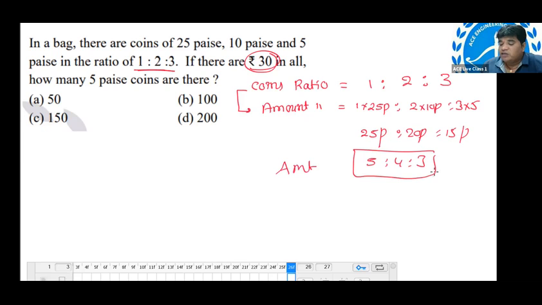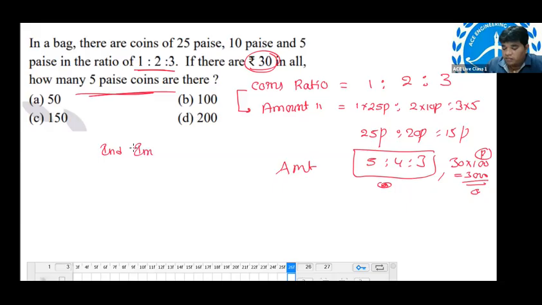Total amount is 30 rupees. 30 rupees means 30 into 100, that is 3000 paisa. I'm converting into paisa. I want the 5 paisa coins. This is the amount ratio. So first we get the individual amount, and then the coins. The 5 paisa individual amount comes from the amount ratio.